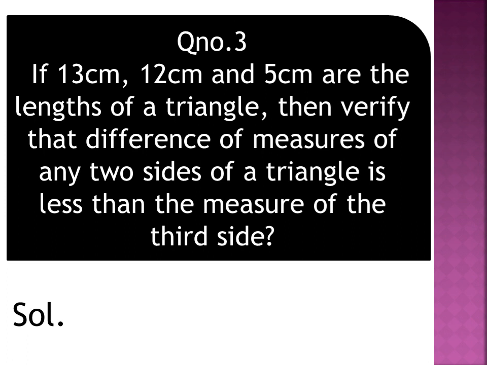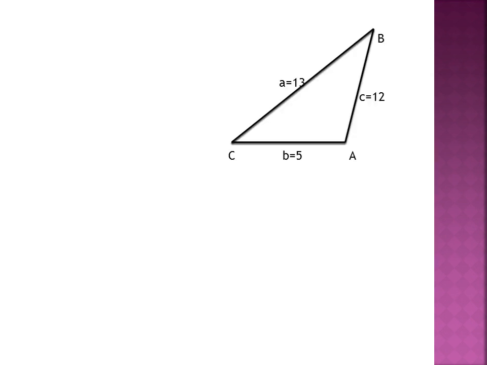In question number 3, the statement is given as: if 13 cm, 12 cm and 5 cm are the lengths of a triangle, then verify that the difference of measures of any two sides of a triangle is less than the measure of the third side. First of all, you can see a triangle ABC on your screen with the lengths of the sides 5 cm, 12 cm and 13 cm. We will write these sides with names: A equal to 13 cm, B equal to 5 cm and C equal to 12 cm.